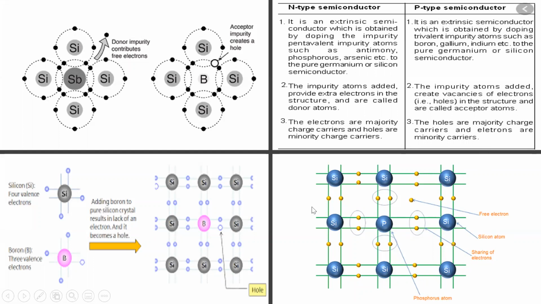Is it clear to you how we can make a P-type semiconductor? Is that clear to you? Yes, teacher. Okay, so thank you. Now we will stop here and in the next class we will continue.